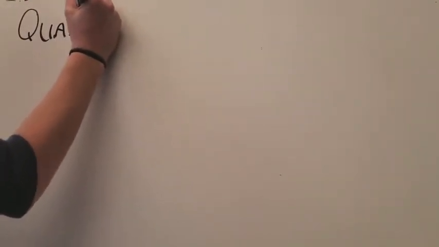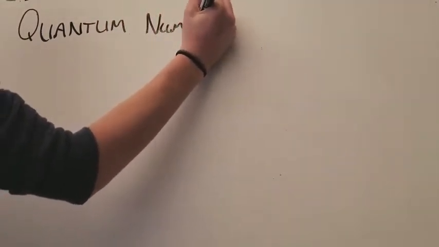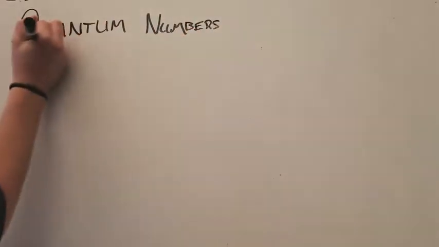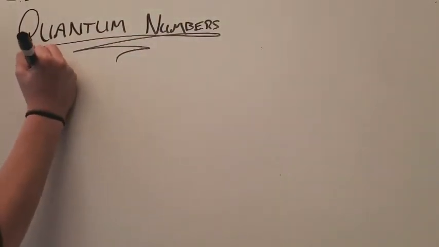Today we will be talking about quantum numbers. Quantum numbers are a series of 4 numbers which provide information about the orbital of an atom. Before we begin, let's make sure you understand what an orbital is.